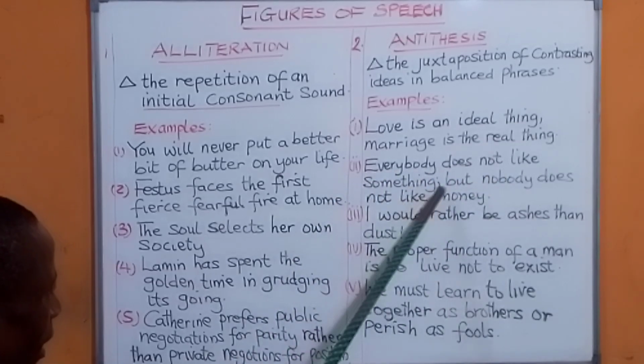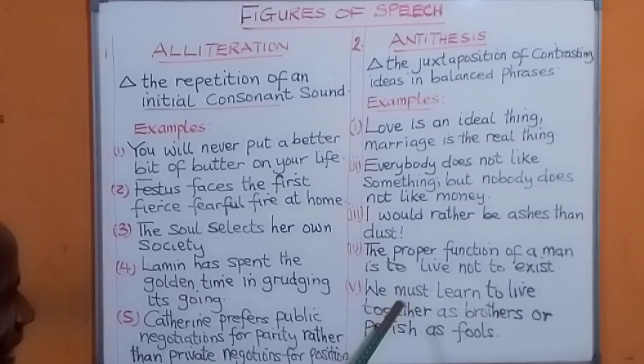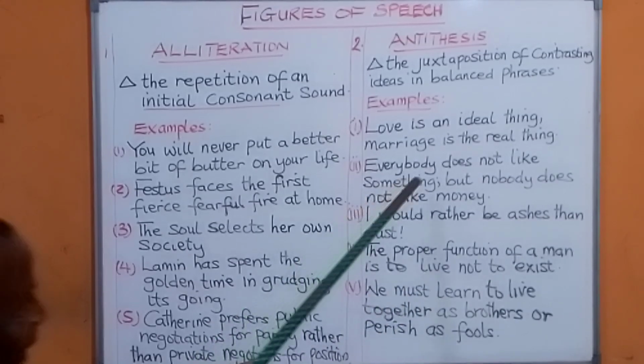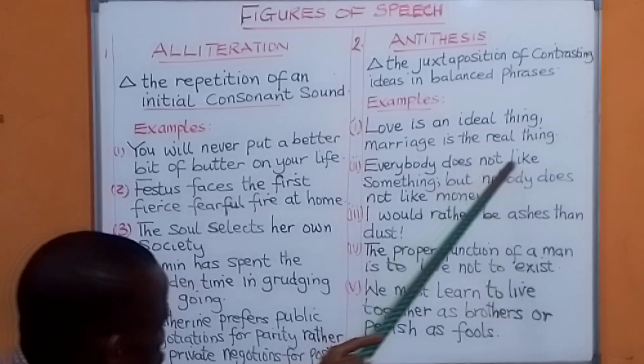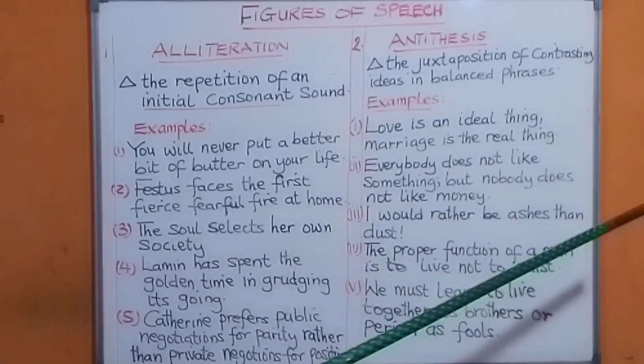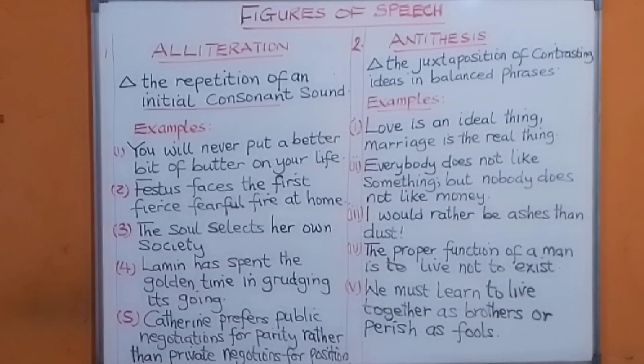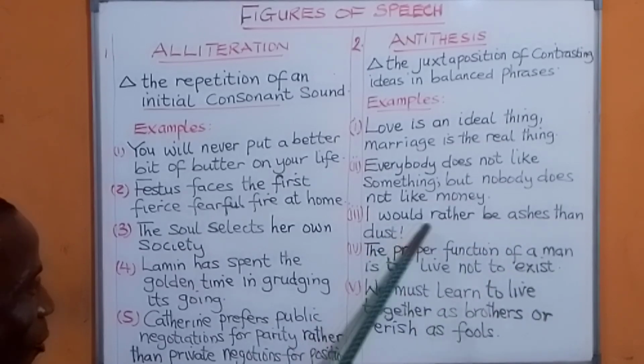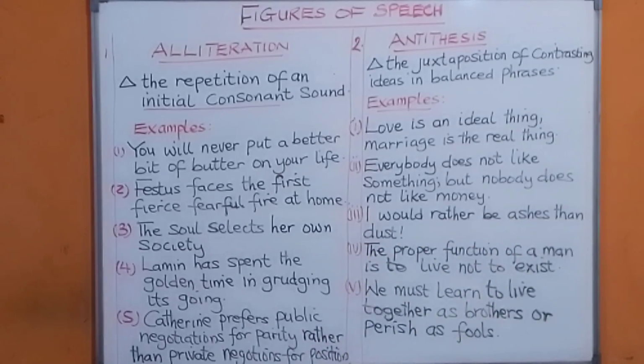Everybody does not like something, but nobody does not like money. You see that? Do you see how that sounds? You are juxtaposing contrasting ideas in balanced phrases. Look at number 3. I would rather be ashes than dust. You are contrasting ashes and dust in this particular sentence. I would rather be ashes than dust.